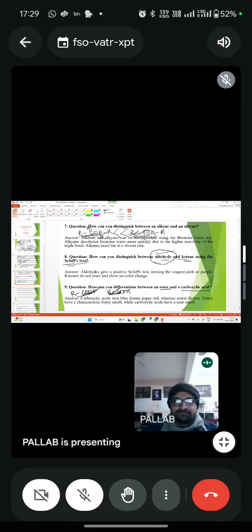So, carboxylic acid can be easily distinguished from ester by using litmus paper or by using that sweet smell. A sweet smell will be coming from the ester, and carboxylic acid will give us a sour smell. Okay. Let's go to the next slide.